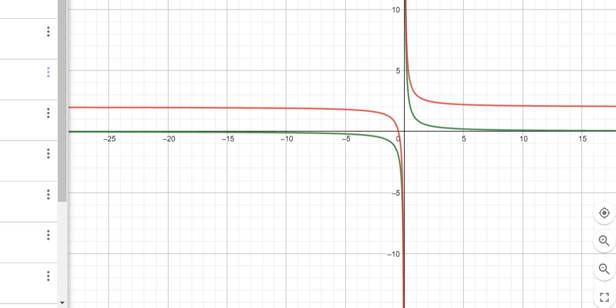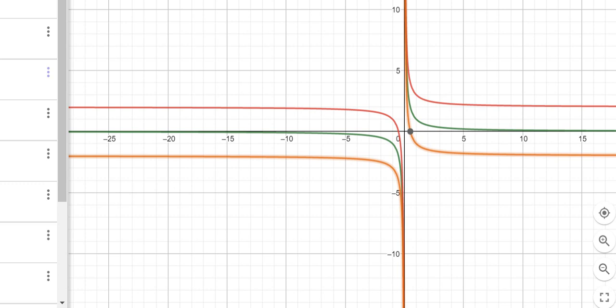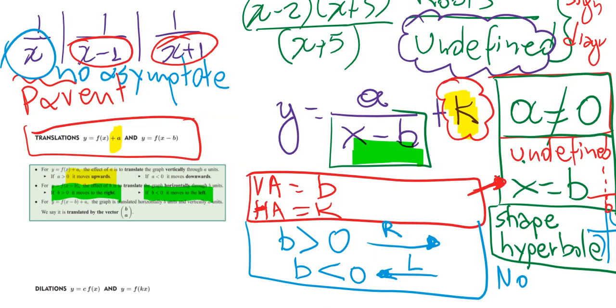If I have -2 from the original one, it will go down. So correct, when I have -2, it goes down. I'm reminding you what we said. K or A in that formula indicates the horizontal asymptote. I'm moving horizontally up or down.